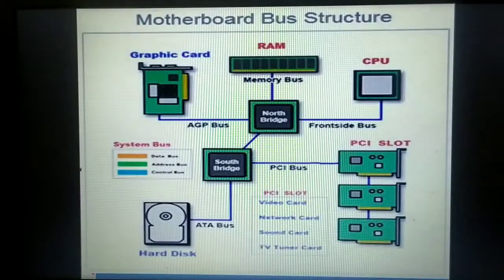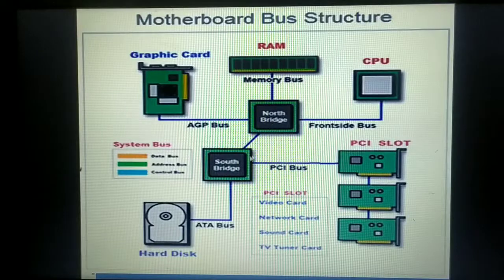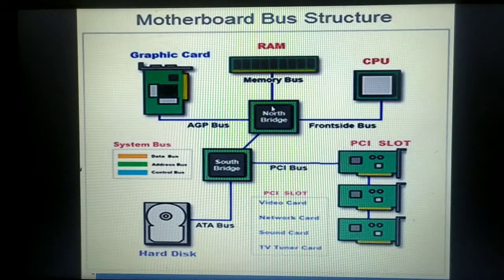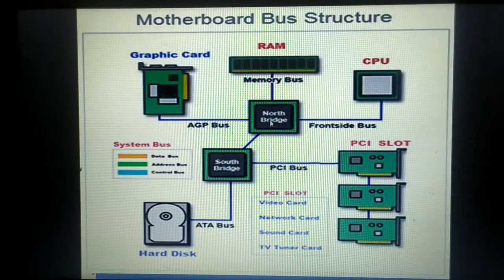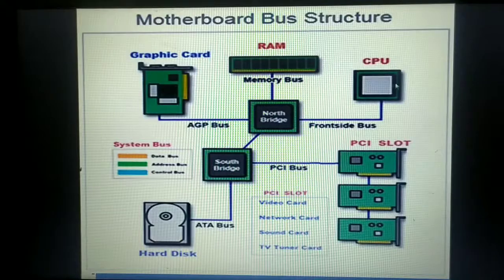So that's why I have shown this example. Here are the two chipsets, one is the north bridge and the other is the south bridge. The responsibility of these two chipsets is to provide the data transfer between the various components like the CPU, memory slots, and different kinds of AGP and PCI slots.